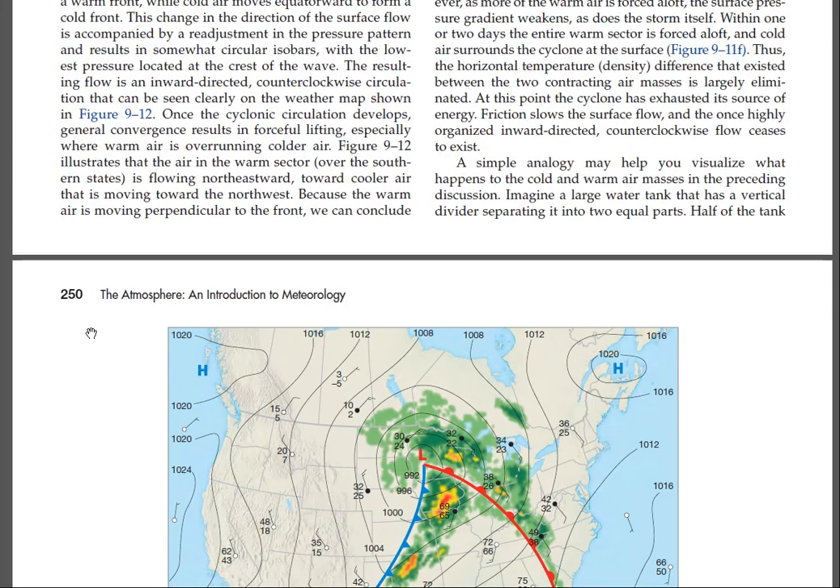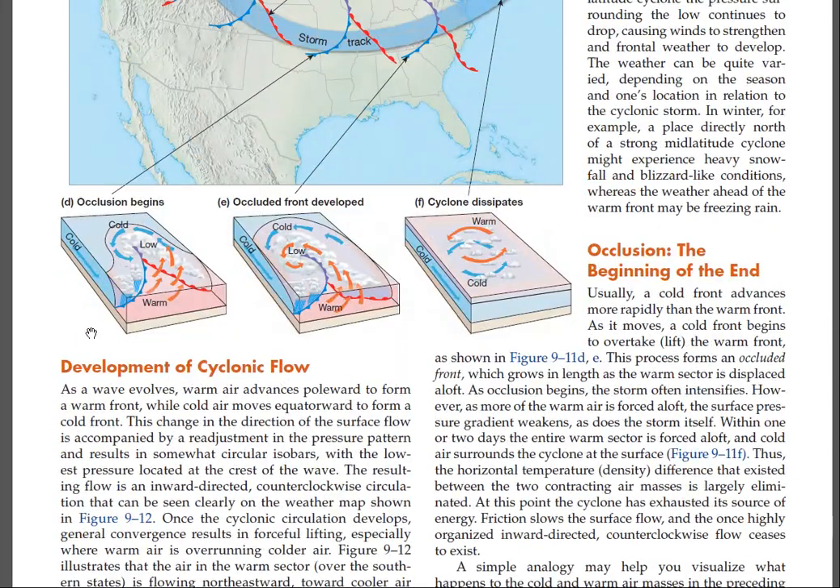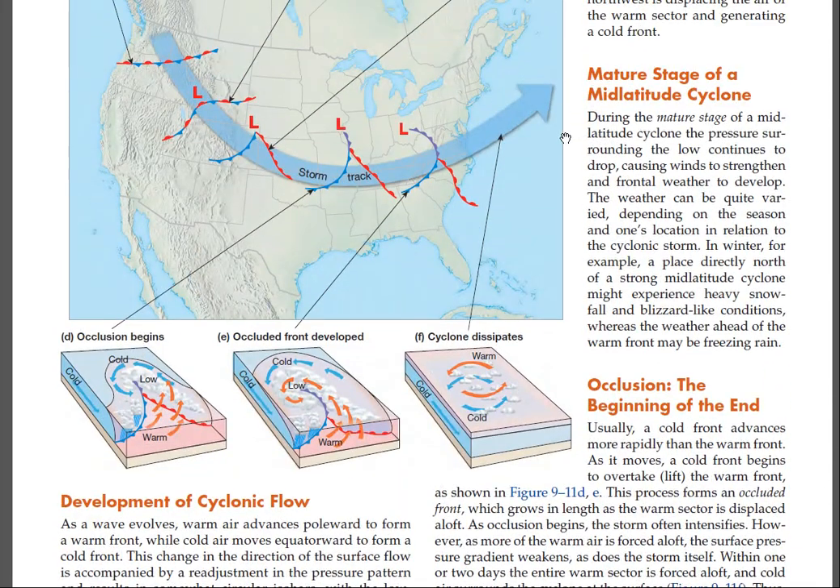Mature stage of a mid-latitude cyclone. During the mature stage of a mid-latitude cyclone, the pressure surrounding the low continues to drop, causing winds to strengthen and frontal weather to develop. The weather can be quite varied, depending on the season and one's location in relation to the cyclonic storm. In winter, for example, a place directly north of a strong mid-latitude cyclone might experience heavy snowfall and blizzard-like conditions, whereas the weather ahead of the warm front may be freezing rain.